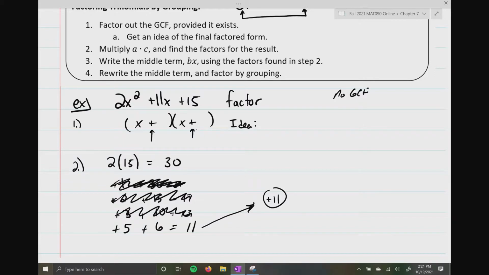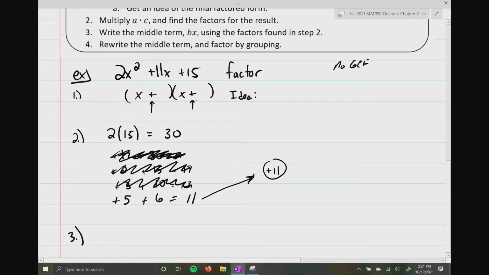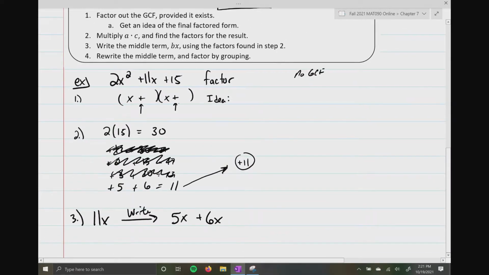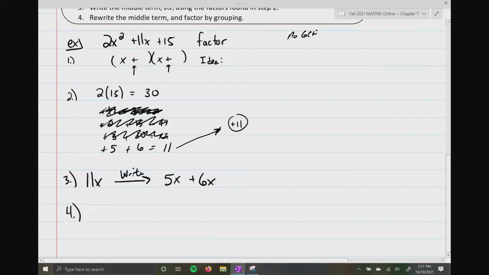Okay? Step 3 now. Step 3 says write the middle term using the factors in step 2. Now, our middle term originally was 11x. However, I'm going to write this as 5x plus 6x. Because if you think about it, 5x plus 6x is 11x. And then this is where step 4 kicks in. Step 4, we're going to rewrite the middle term and factor by grouping. So watch what I do here. 2x squared plus 5x plus 6x plus 15.